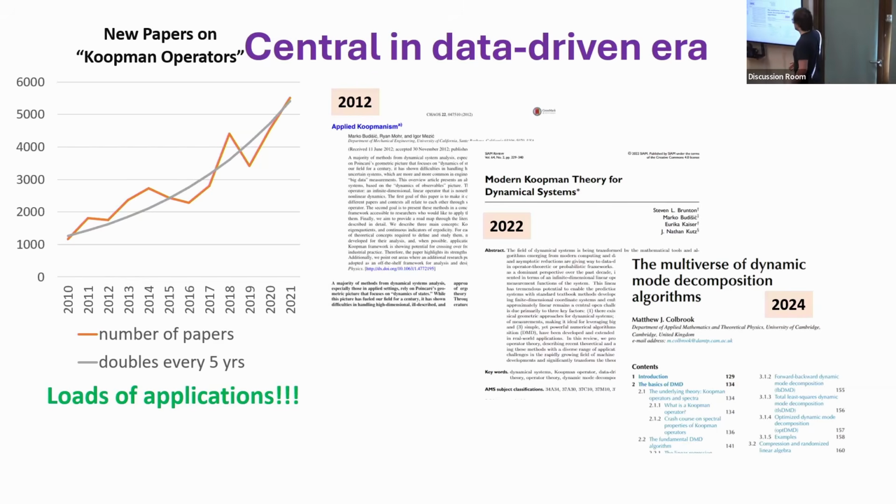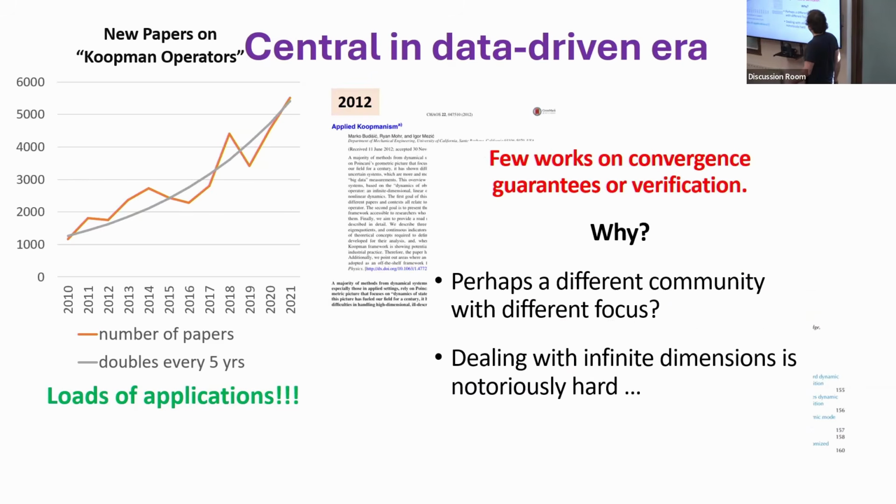So although there's tons of applications, it's probably fair to say 90, 95, 99% of these papers are just taking an algorithm off the shelf and applying it, right? And I'm not meaning that in a negative way, but there is a gap, which a few of us are trying to fill, which is convergence guarantees and verification.